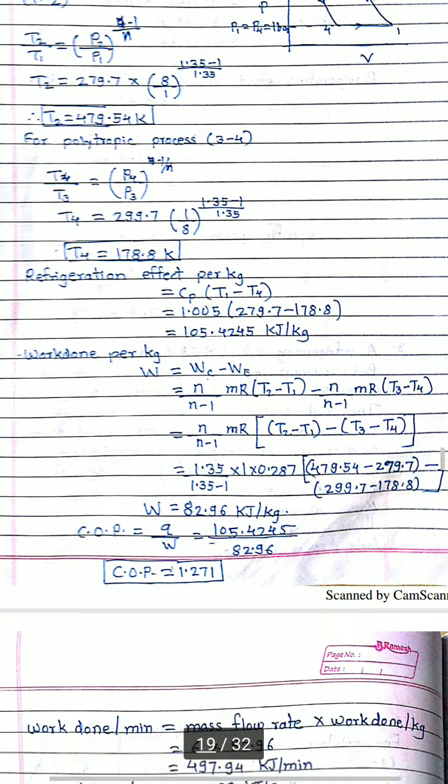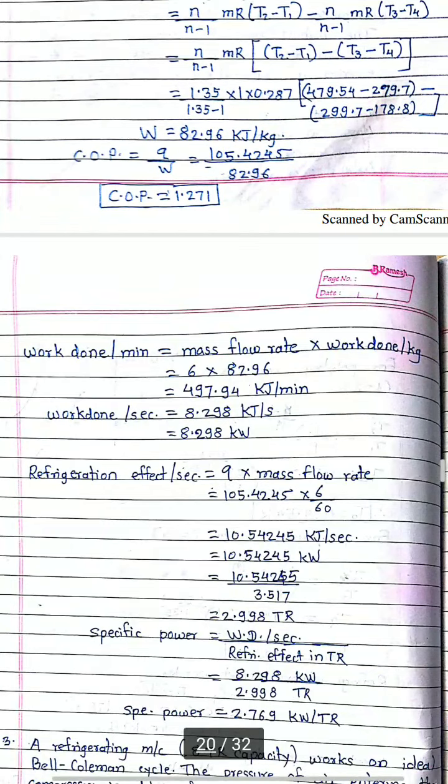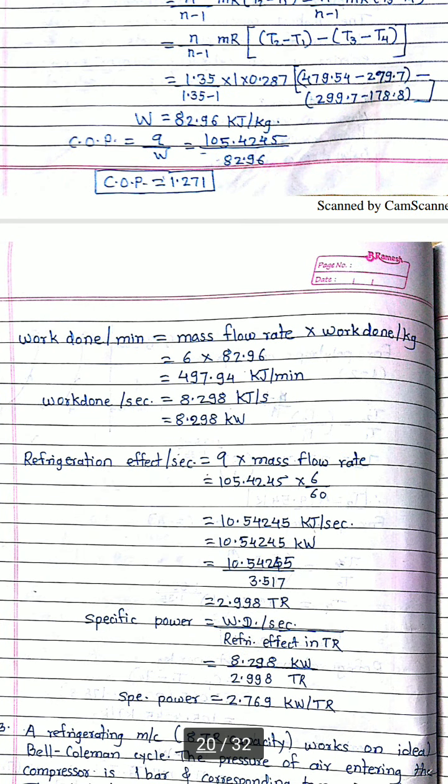But in the next problem they have given the mass flow rate as 6 kg per minute. So the work done we have calculated is for 1 kg. So if 6 kg per minute is given, then 6 multiplied by 82.96. So therefore the work done per minute is equal to 497.94 kilojoule per minute, because mass flow rate is given as kg per minute. And work done per second, divided by 60, you will get 8.298 kilojoule per second, and kilojoule per second is also called a kilowatt.